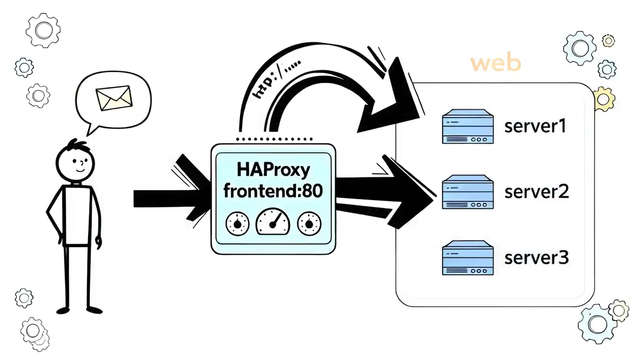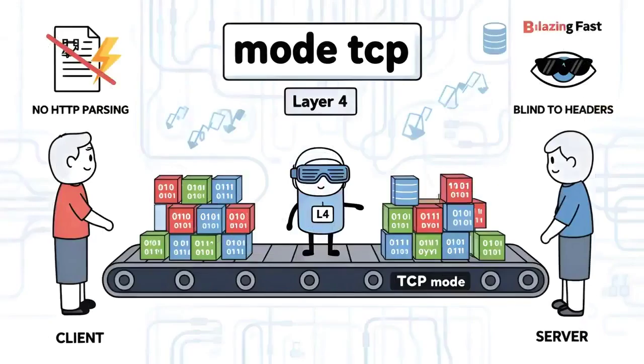Here is the canonical flow. A client connects, HAProxy's frontend on port 80 receives the request, hands it to a backend named web, and that backend forwards it to one of three servers. In mode TCP, HAProxy operates at layer 4. It just shuffles raw bytes between client and server without ever parsing HTTP. This makes it blindingly fast and completely blind to headers, paths, and cookies. It is the right choice for raw TCP, SSL pass-through, databases, and any non-HTTP protocol.